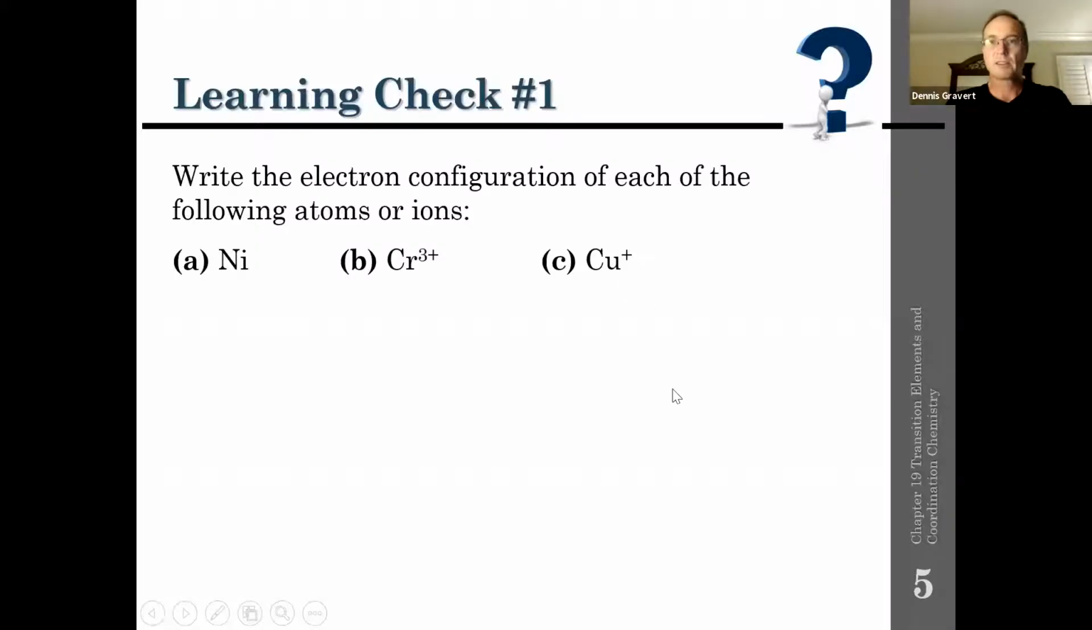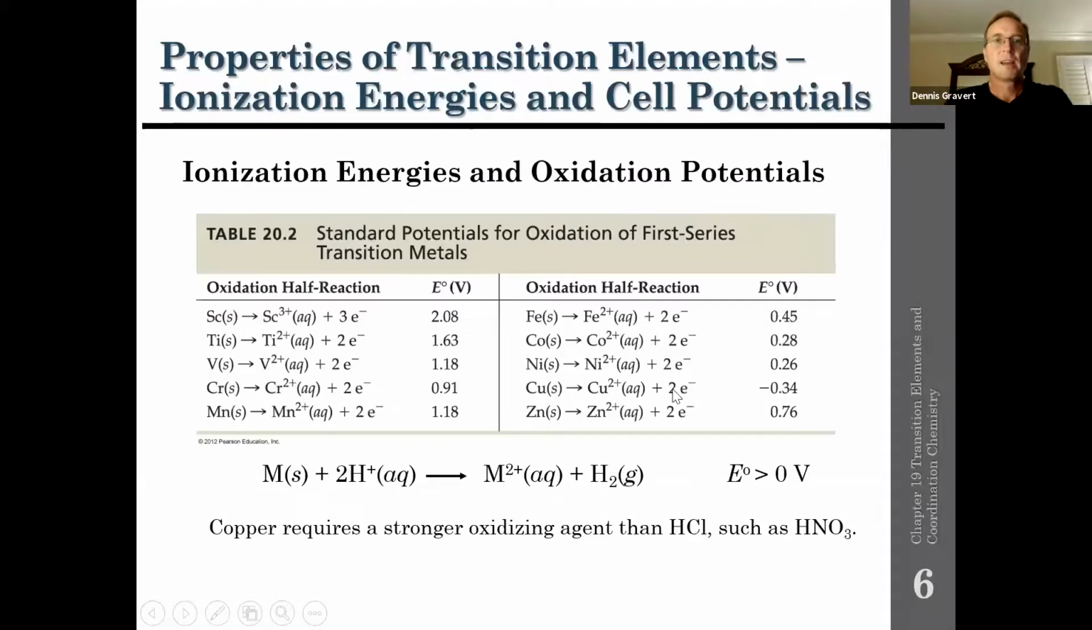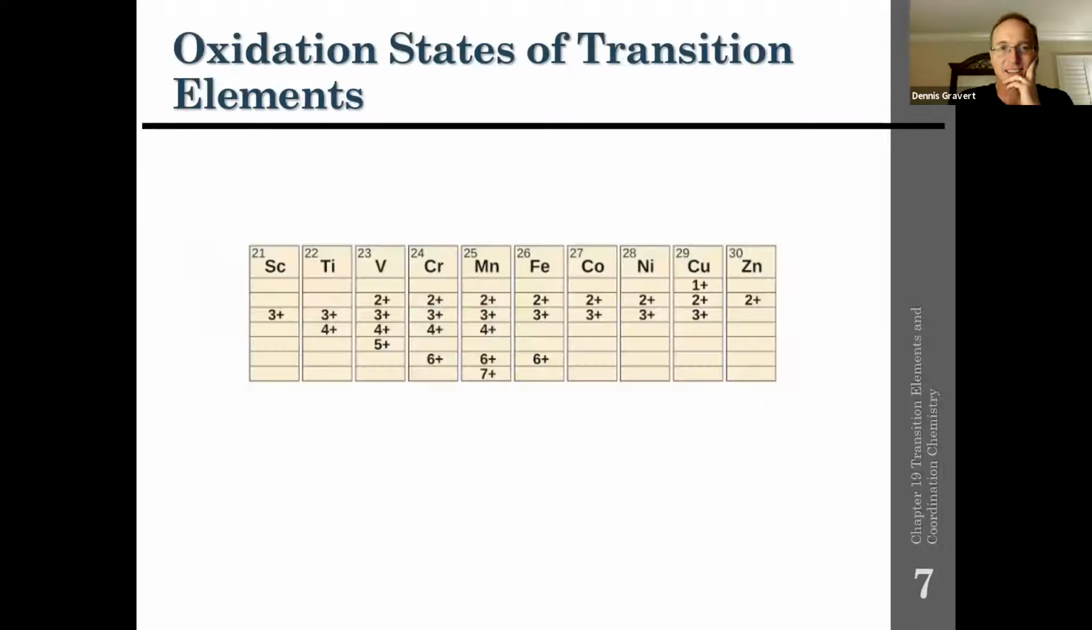Back to that learning check. Cool. What we got here, oxidation potential. So it's a tie-in, just tying in to, transition metals are found on that standard reduction potentials chart when we were talking about electrochemistry. You know how to read that. I don't think there's anything new here.